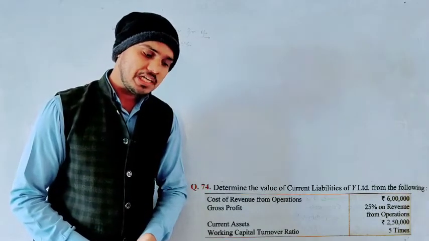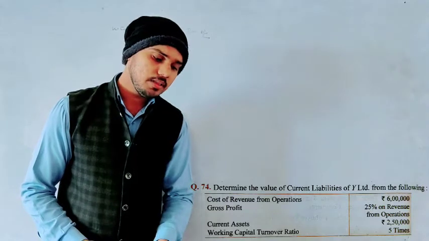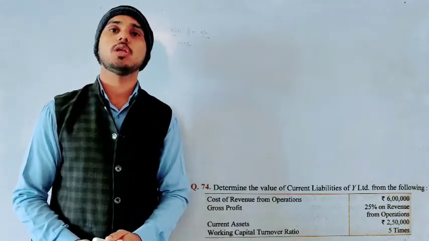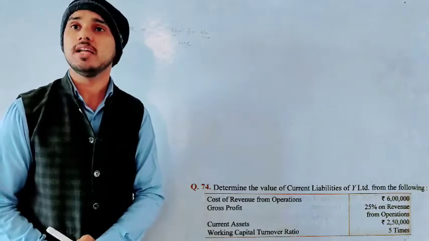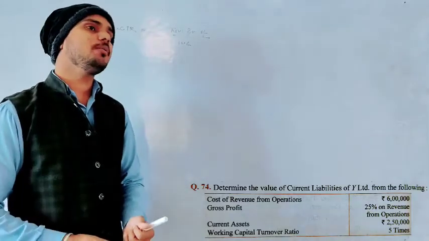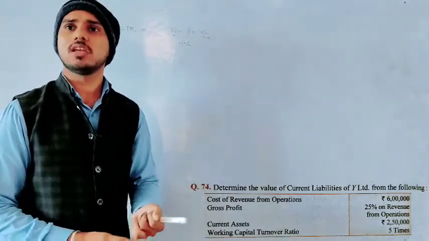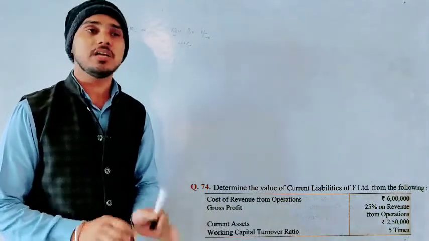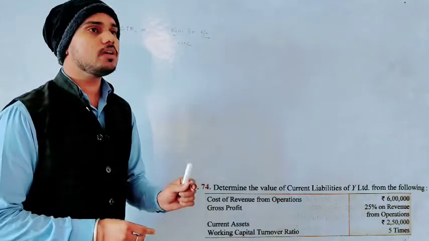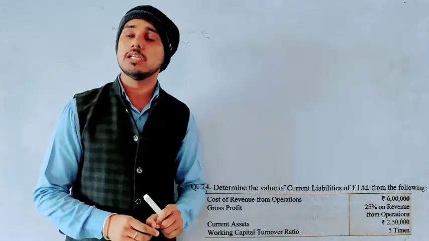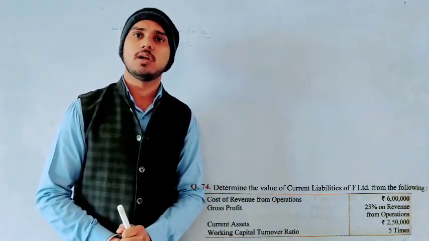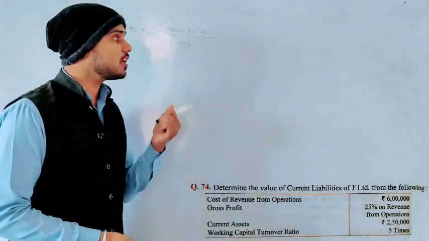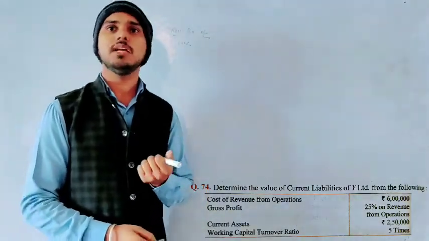In this question, it is written: determine the value of current liability of Y Limited from the following. Now, in this question, we need to find the current liability. Current liability is used in many formulas, in working capital, in current ratio, in liquid ratio. So it depends upon whatever formula is given to us. That will be our starting point. If the current ratio is given, we will start from there. If the working capital ratio is given, we will start from there.